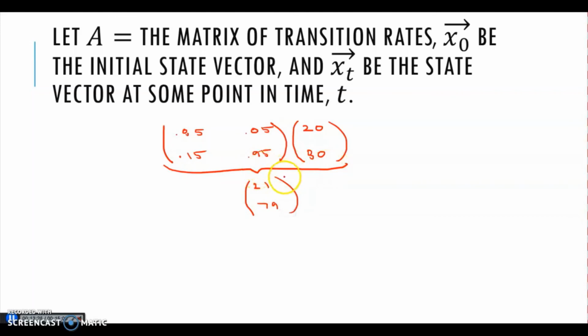Now, what I want to do to that to get the time 2 state, this is time 1. This over here, remember, this is the time 0 state. To get the time 2 state, I've got to take the time 1 state and again multiply that by 0.85, 0.05, 0.15, 0.95. This is called the transition matrix. This contains the transition rates. This is the transition matrix.